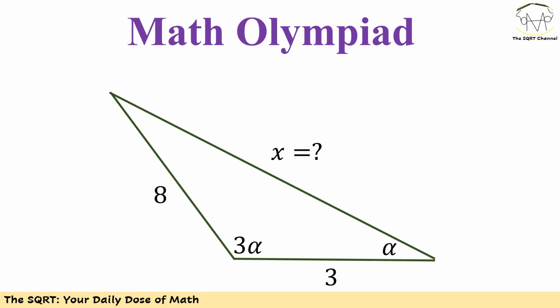In this video I'm going to talk about a geometry problem. We have a triangle as you see here. In this triangle we have two of these angles as alpha and 3 times alpha. We also know that one of the sides is 3 and the other one is 8, and we are going to find the last side of this triangle, denoted as x here. Let's see how we are going to solve this problem.